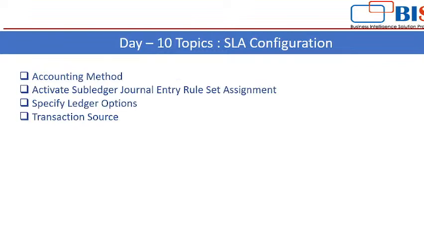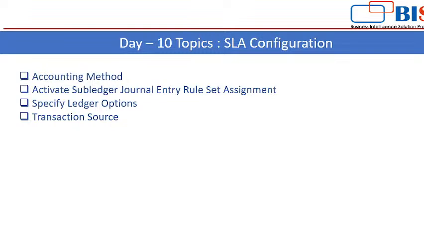entry rule set. Then we have seen how to create the accounting method for the project purpose, and while creating the accounting method you have to assign the journal entry rule set. Then we have seen how to activate the status of subledger journal entry rule set assignment through the task. We can do the same from the accounting method task, but by this task, that is activate subledger journal entry rule set assignment, you can activate just the accounting method and subledger journal entry rule set.